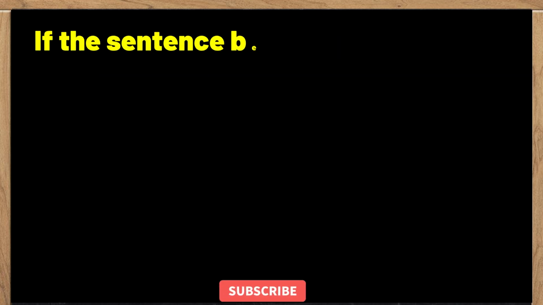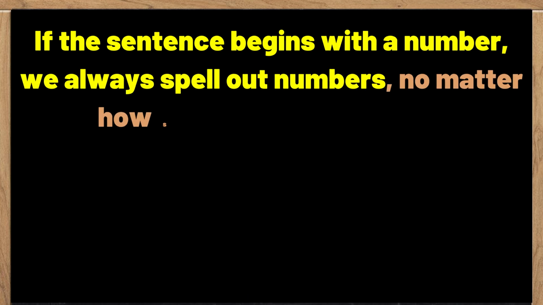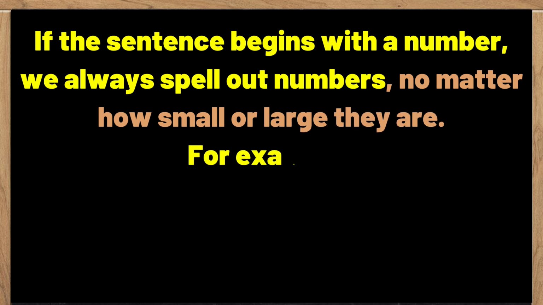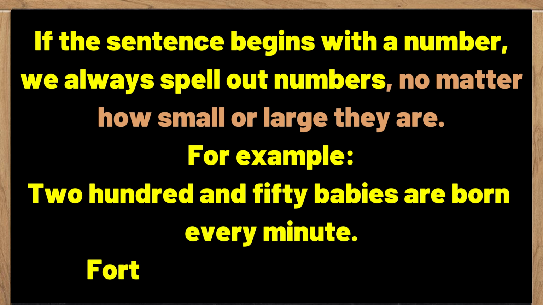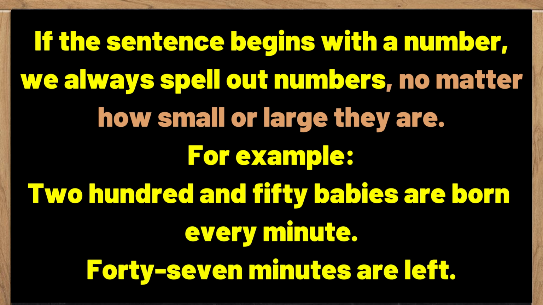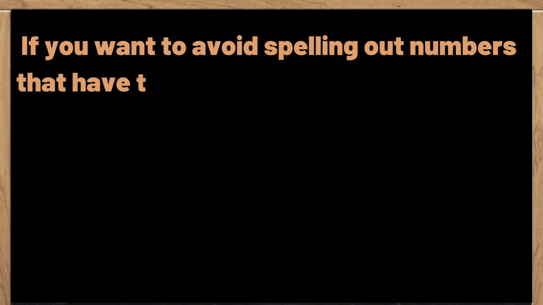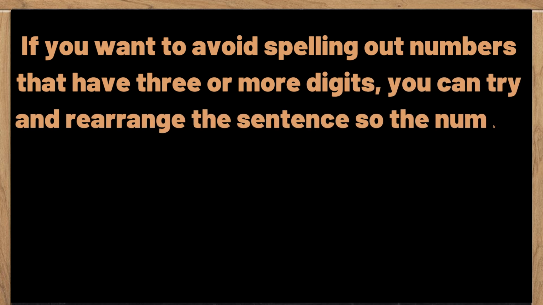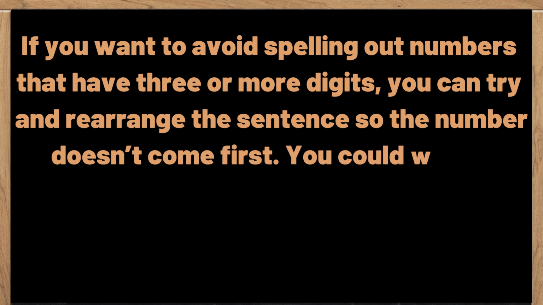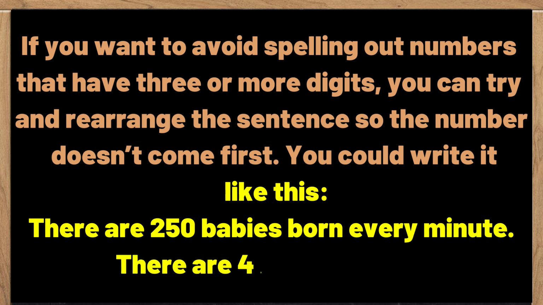If the sentence begins with a number, we always spell out numbers, no matter how small or large they are. For example, two hundred fifty babies are born every minute, forty-seven minutes are left. If you want to avoid spelling out numbers that have 3 or more digits, you can try and rearrange the sentence so the number doesn't come first. You could write it like this: there are 250 babies born every minute, there are 47 minutes left.